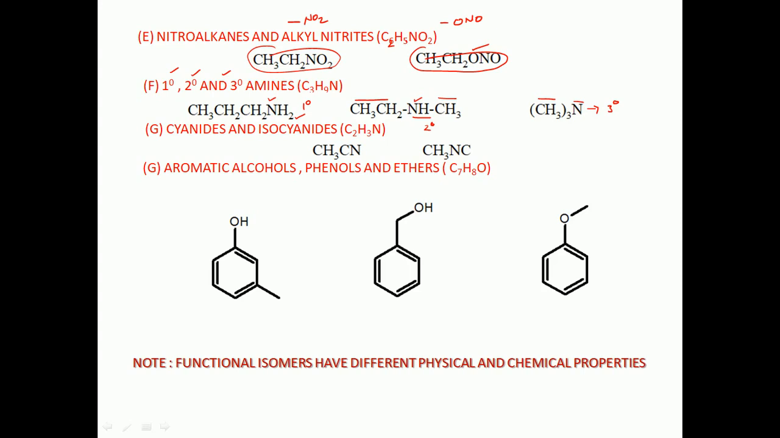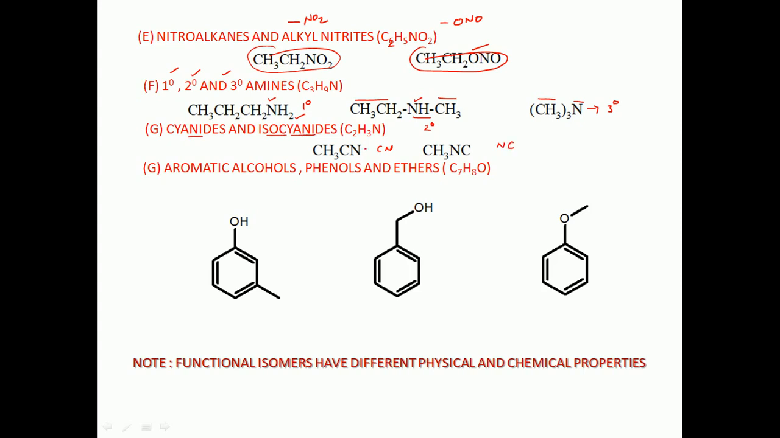So primary amine, secondary amine and tertiary amine, these three structures have the same molecular formula. They differ in their functional group. And the next one is cyanides and isocyanides. Cyanide, CH3CN. CN is the functional group. Isocyanide, NC. NC is the functional group.